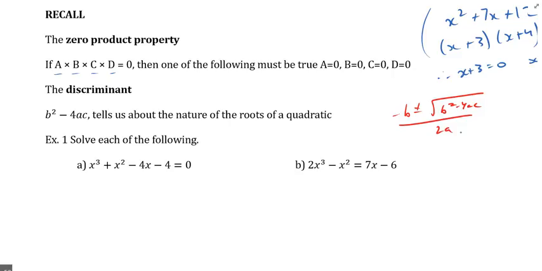Very nice. And it tells us a little bit more as well. Does anybody know that? So if the radicand is negative, what would that tell us? Go for it.